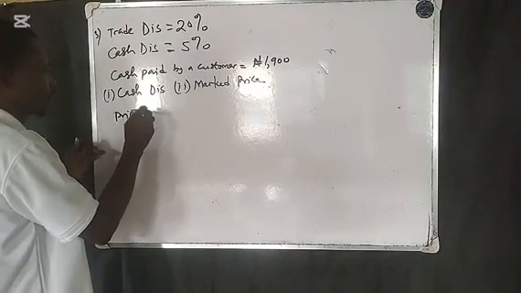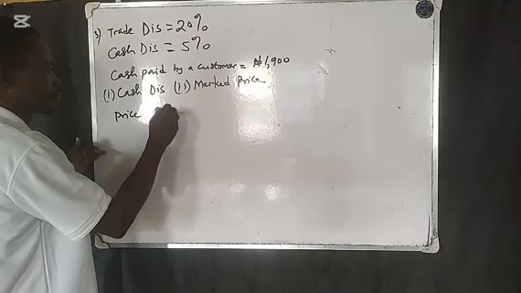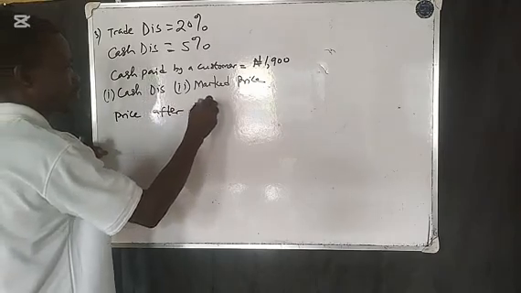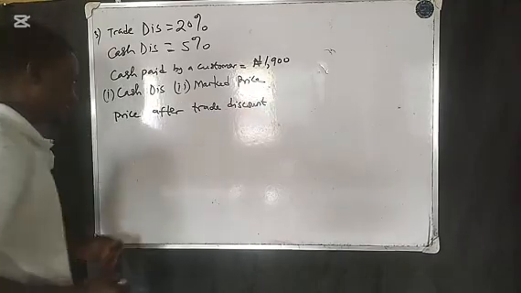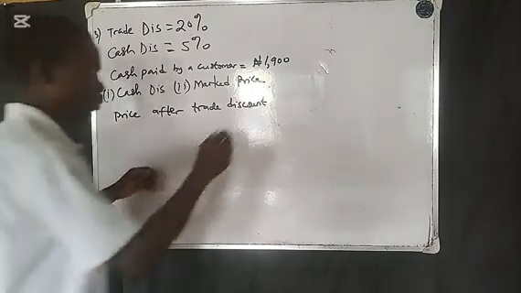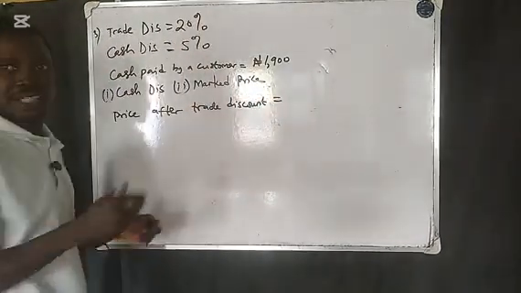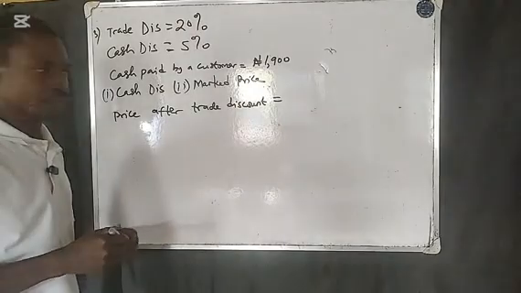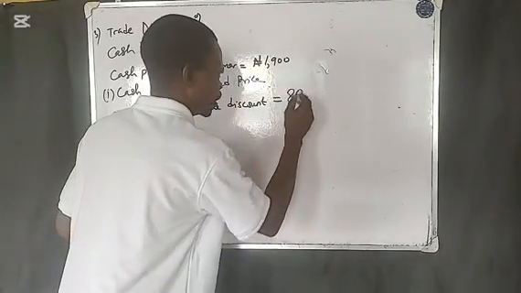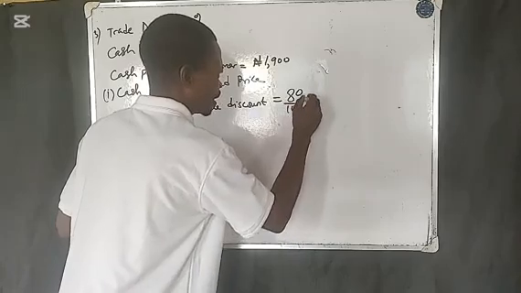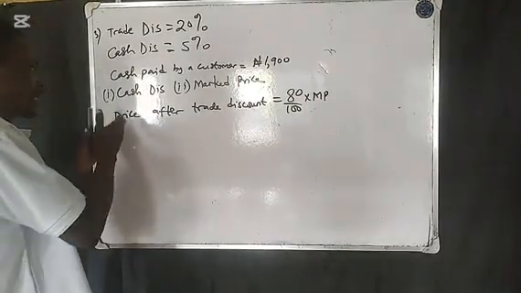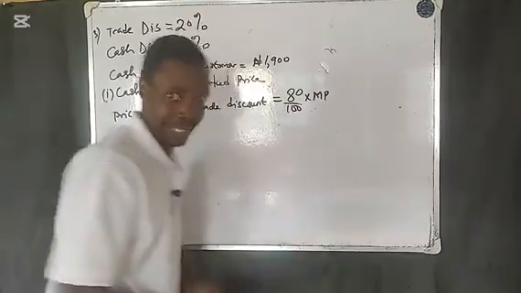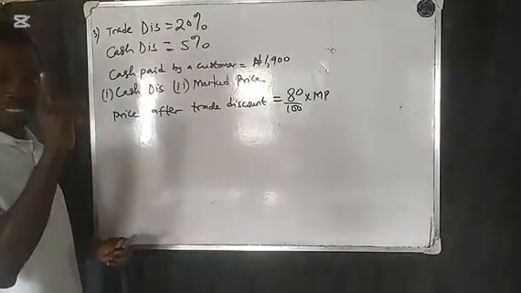Price after trade discount. Price after what? Trade discount. Price after trade discount will be, if you remove 20 out of 100, how many will remain? So we have 80 over 100 times MP, marked price. This is the price after trade discount. It's already remaining this, right? It's not paying 100, it's paying 80, right?